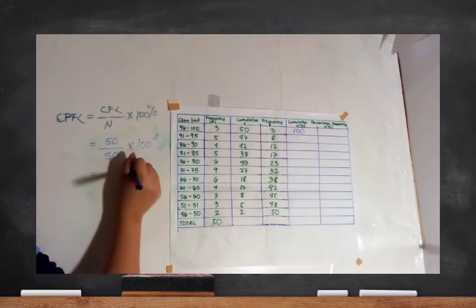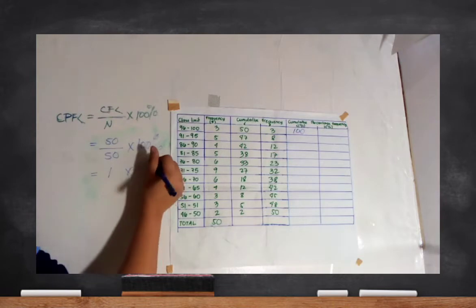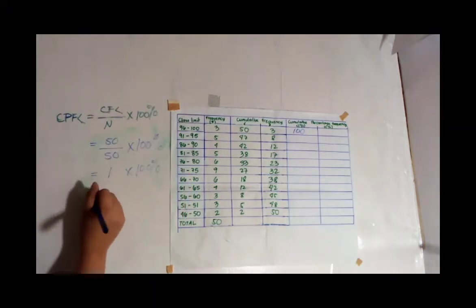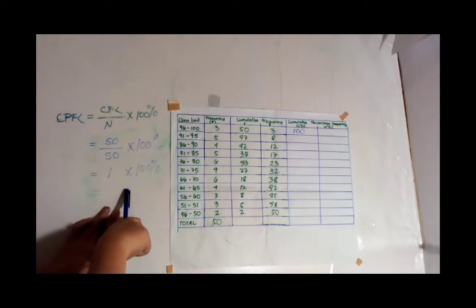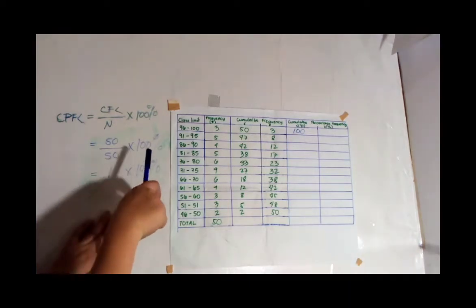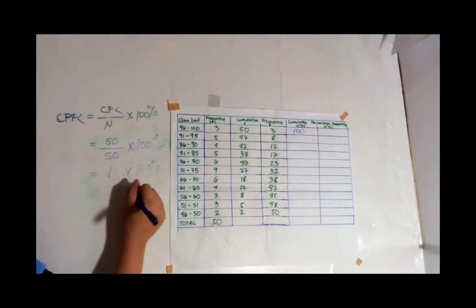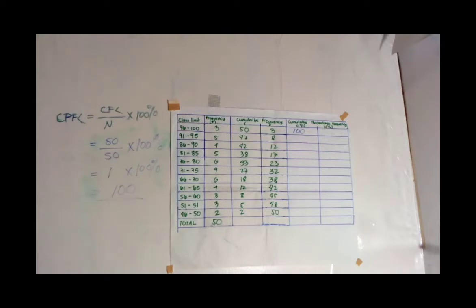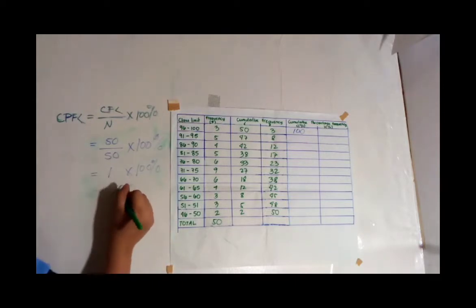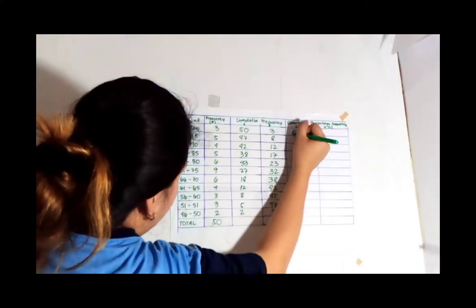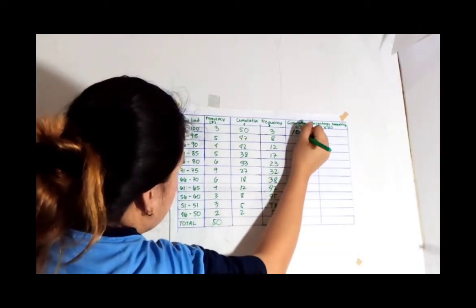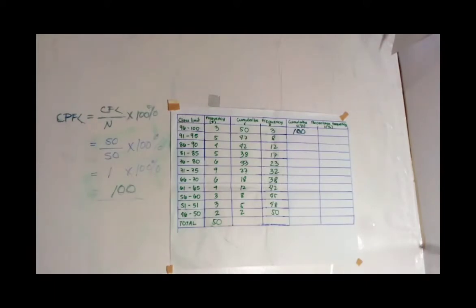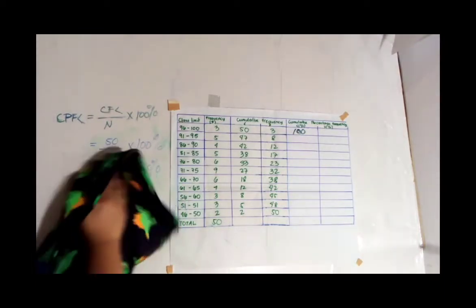So we will copy the 100%, and 1 times 100 is equal to 100. So that is the answer of cumulative percentage frequency lesser than percent. So we have 100. We will write 100 here. So next.